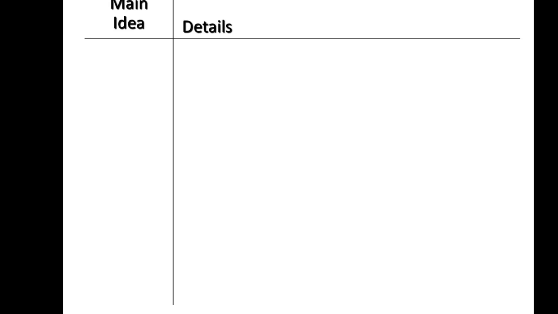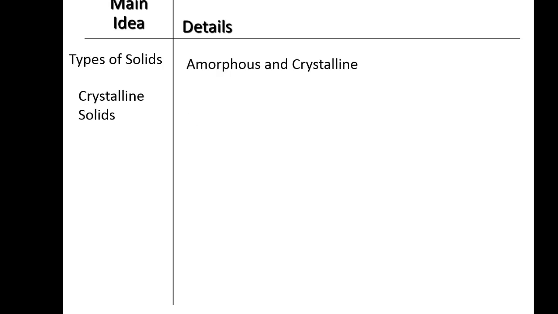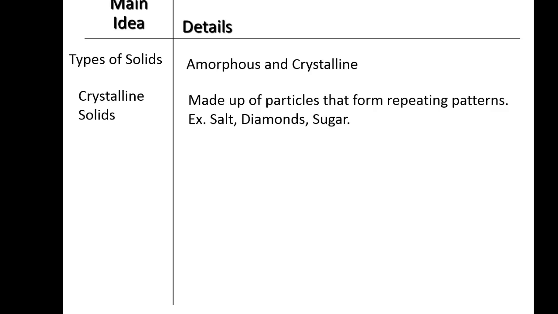So basically it comes down to these particles, which we can still use the term particles, but now we also have learned that we're talking about atoms, and then we'll learn a little bit more about molecules in the future as well. So if we take a look, we're going to be talking about crystalline and amorphous solids, and we're going to start with crystalline solids. Crystalline solids are made up of particles that form repeating patterns. The key here is this word, patterns.